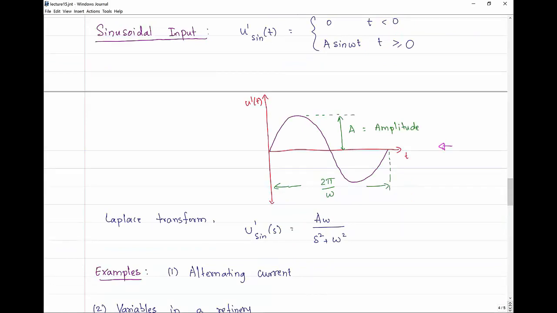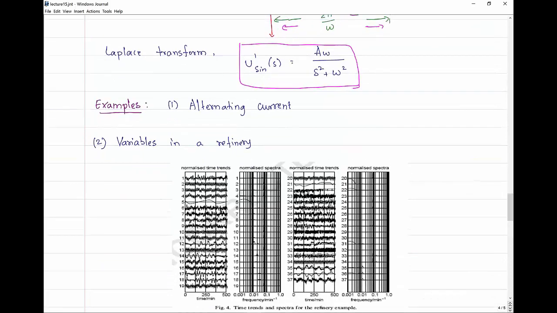And here is a plot of a simple sinusoidal curve that goes through the origin. The amplitude is the height of this sinusoidal curve, and the width here is a measure of the time period of the sinusoidal curve, and it depends, of course, on the frequency of the sinusoid. The Laplace transform of this function is a omega over s square plus omega square. A couple of examples of sinusoidal curves: alternating current, that is something that you must all know. Often you will notice that various process variables oscillate at the same frequency.